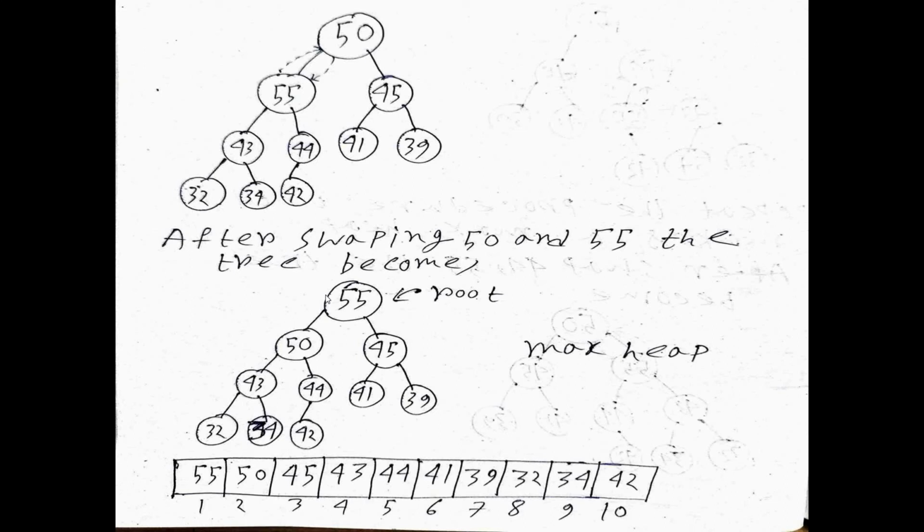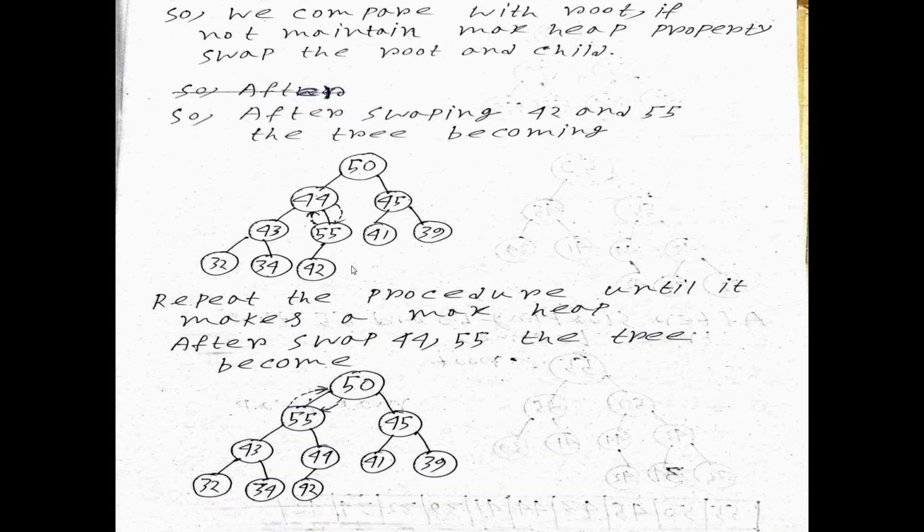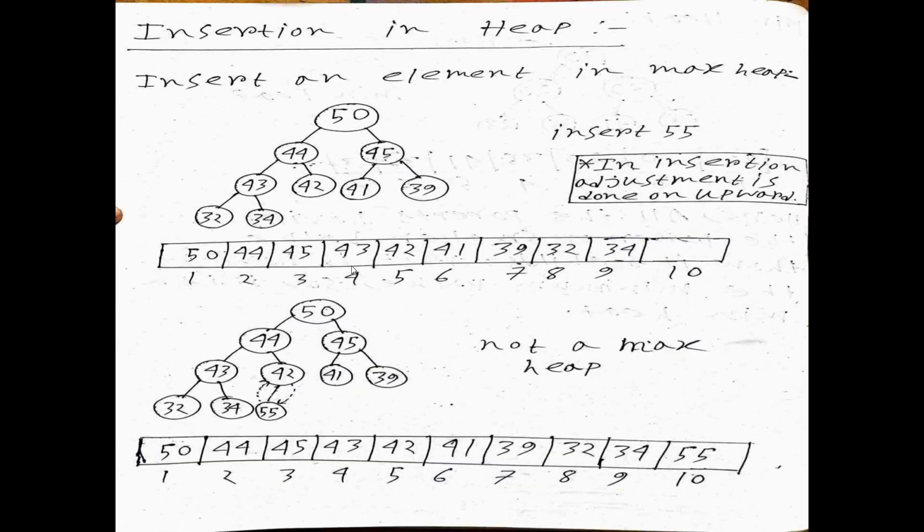So this is the procedure. How can you insert a node in the max heap? Let me quickly recap. Every time keep in mind, this is a short note: in insertion, we do adjustment. What is the adjustment? We swap. What is the direction of the adjustment? Upward. In insertion, we do our adjustment in the upward direction.